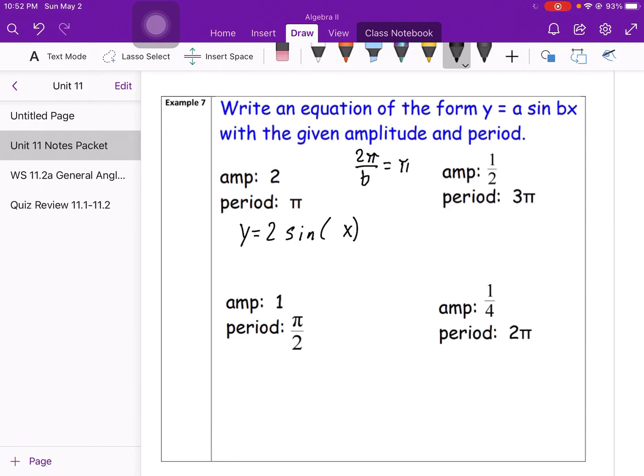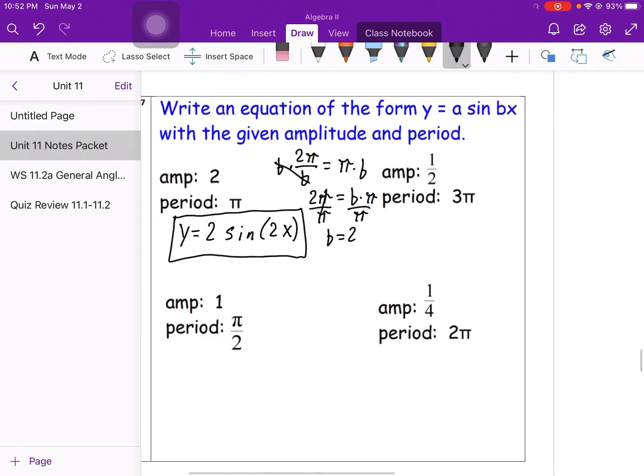We just need b to give us some number that when it divides into 2 pi, it just becomes pi. So what you would do for this one is just multiply both sides by b. So you'd get 2 pi, because the b's would go away, equals b times pi, divide by pi, and you would see that b equals 2 because those would go away. So this is the equation. y equals 2 sine of 2x.